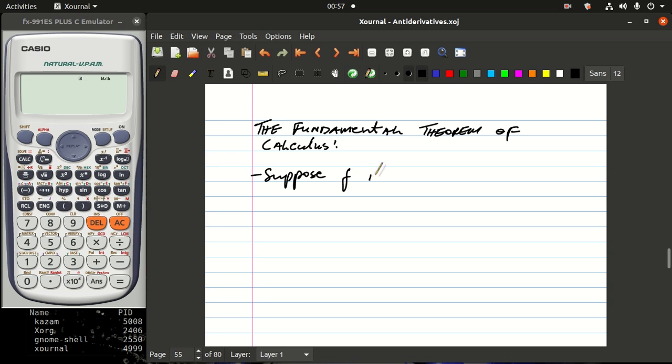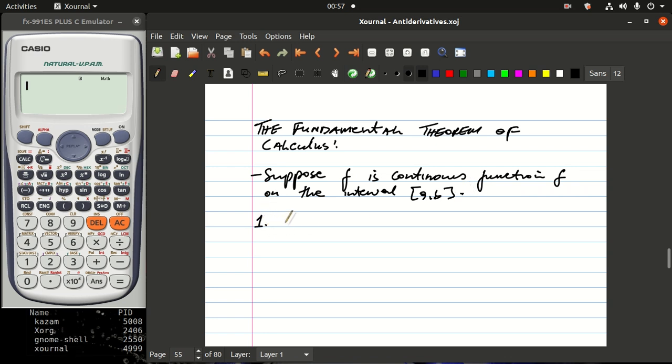the function f is continuous. You have a continuous function f on the interval. So this function f is continuous on the interval [a, b], right? So there are two conditions here.